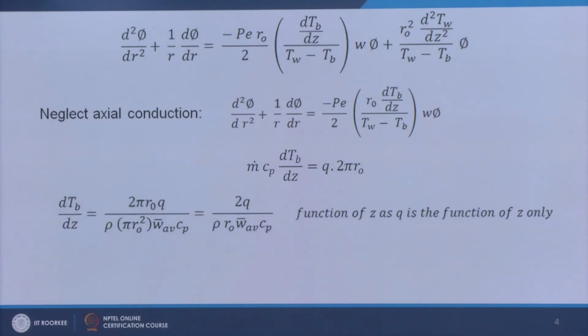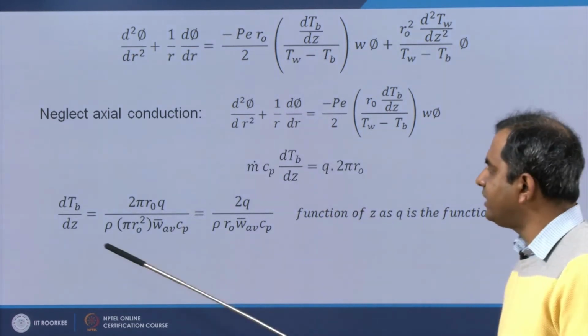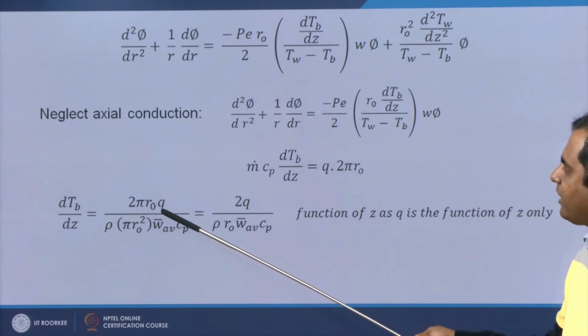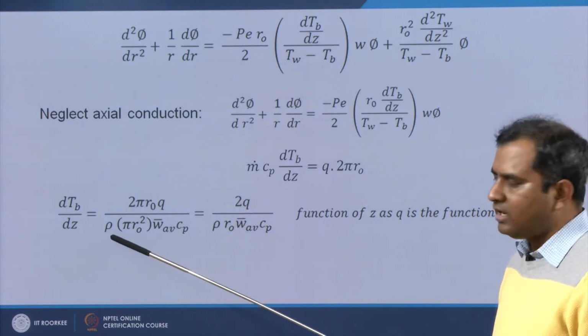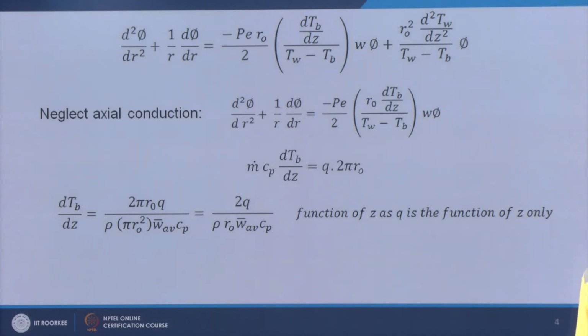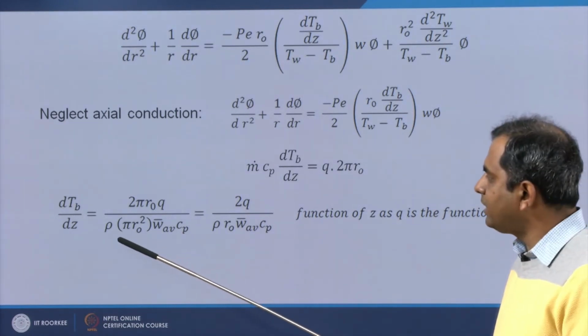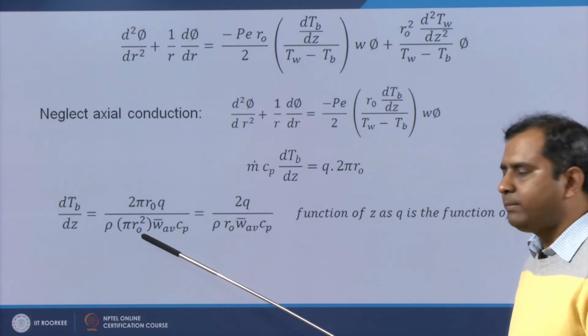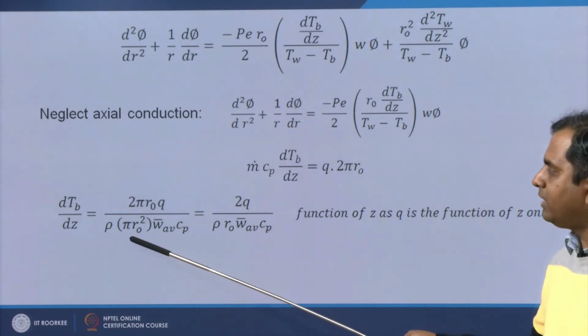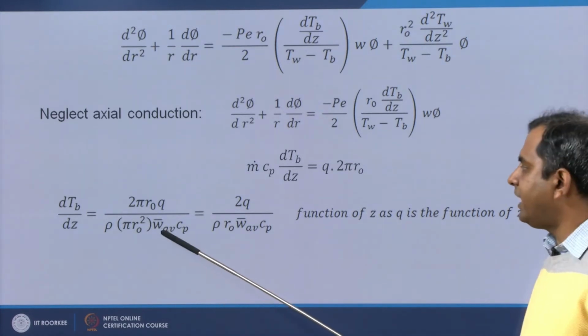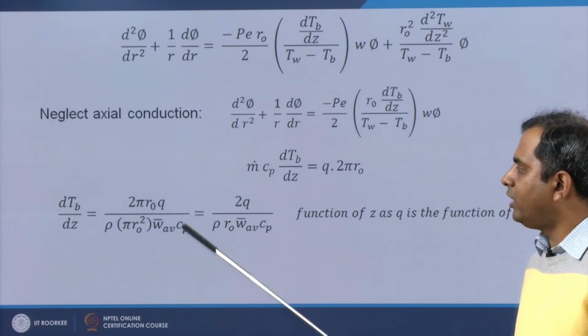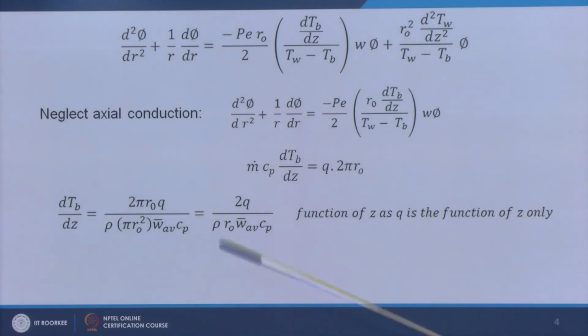So from here you can further see that this dTb/dz can be written as 2πr₀q divided by mCp, and m once again can be written as the mass of that fluid element we have taken. So that is nothing but the density of the fluid multiplied by the volume. The volume will be nothing but πr₀², the cross-sectional area of the duct, multiplied by the average velocity w̄. With a little bit of cancellation of terms, you can get 2q divided by ρ r₀ w̄ Cp.